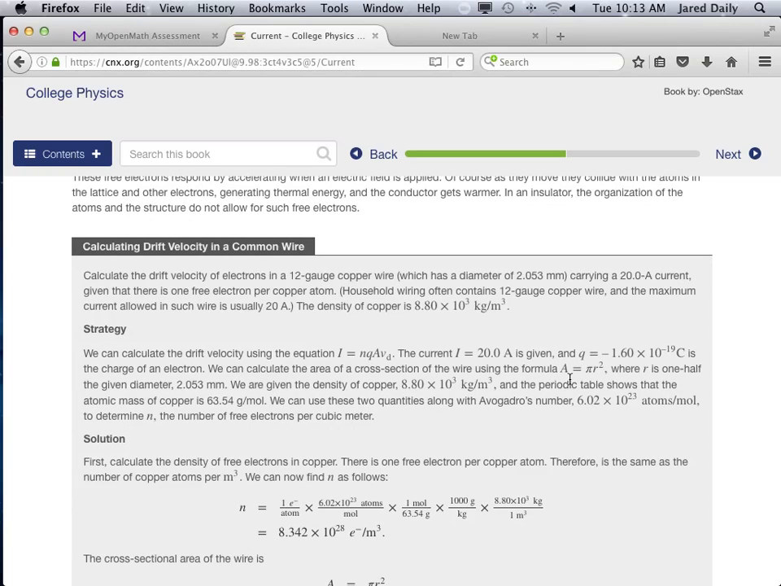So they tell us that we've got 12 gauge copper wire. What's the diameter of 12 gauge, you electricians out there?